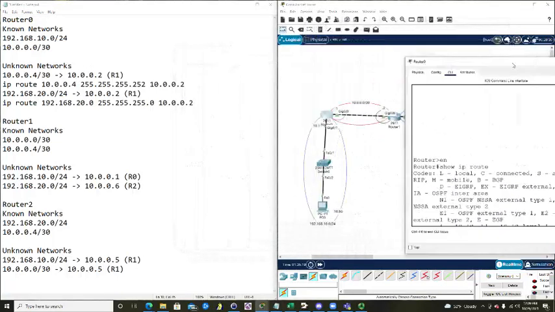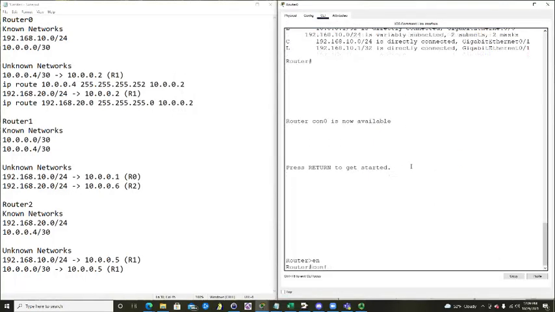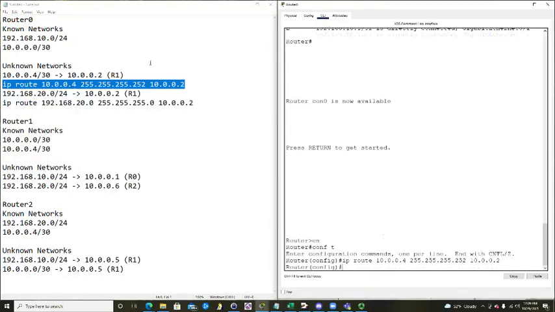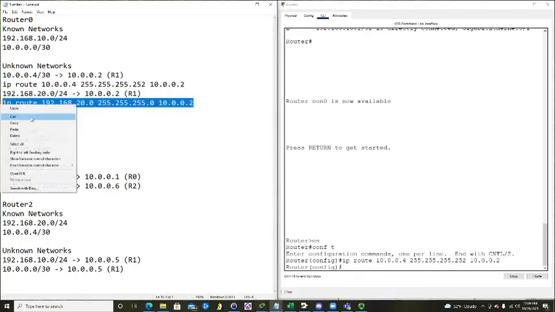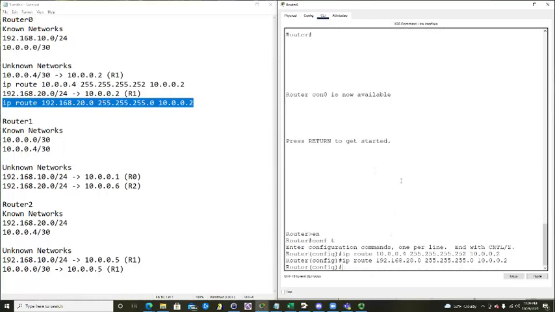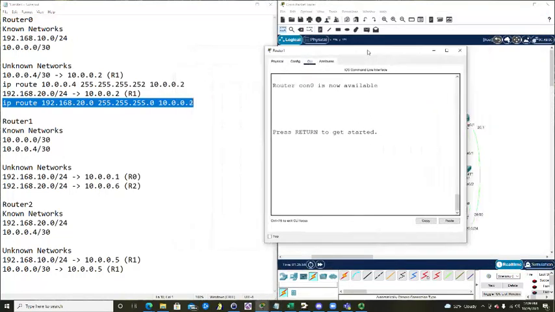So now when I go into my router here, in global configuration mode, I can write out these rules and go, okay, here's what I'm going to do. I've already written them out, so I'm just going to copy and paste them in because I don't want to type them out again. And now I've written my 2 rules for router 0.